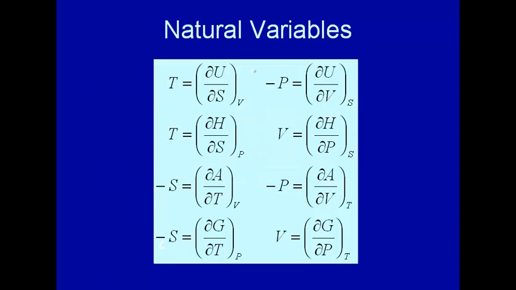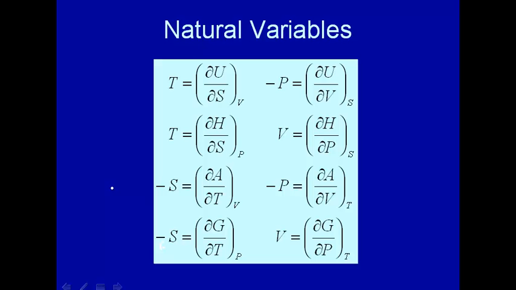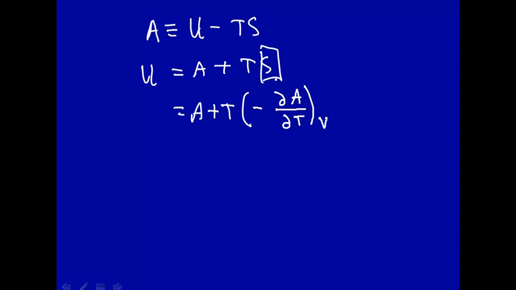All right, let's go back to our handy-dandy table. Here is A. And what do we have there? We have a T and an S. Looks like we're going to take a derivative with respect to temperature. All right, so minus S is how A changes with temperature at constant volume. So we're going to isolate that. U is equal to A plus T, and don't forget there was a minus sign there, times how A changes with temperature at constant volume.